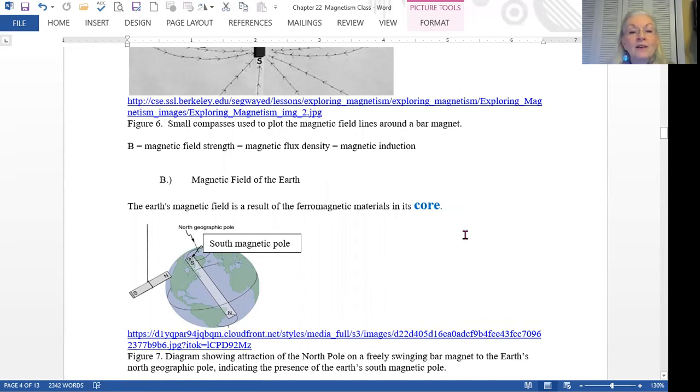So why does the Earth have a magnetic field? Well, it has a magnetic field because it has ferromagnetic materials at its core. Deep inside the Earth, there is a tremendous amount of iron. And this iron is so hot that it is molten, it moves around, and it's allowed to reorient in such a way that we have a magnetic field.